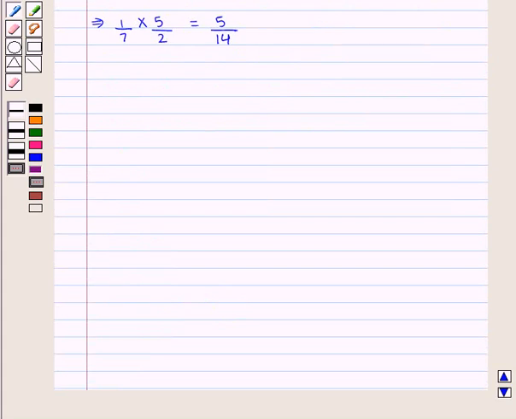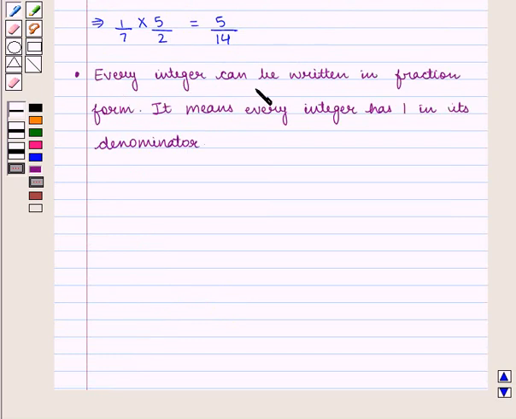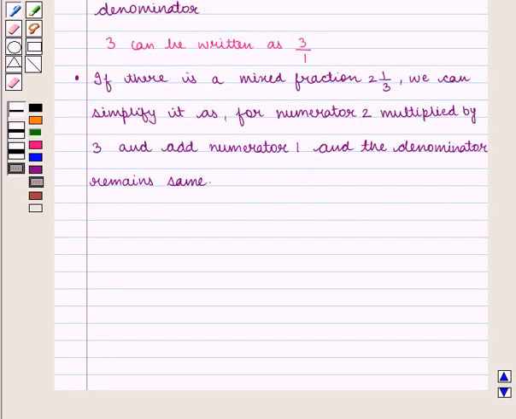There are some points that should be kept in mind to solve such problems. First is, every integer can be written in fraction form. It means every integer has 1 in its denominator. For example, 3 can be written as 3/1. Second, if there is a mixed fraction 2 and 1/3, we can simplify it as, for numerator 2 multiplied by 3, that is 6, and add numerator 1, that is 7, and the denominator remains same as 3, so we have the fraction 7/3.